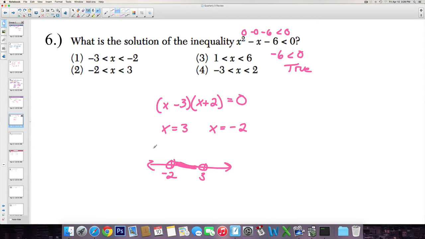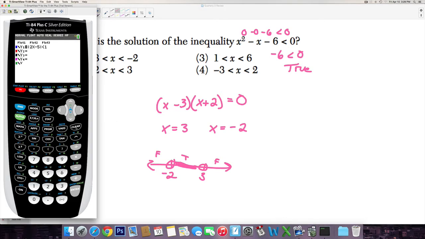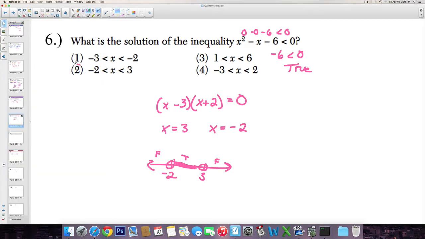So you could do the test. If you test it here, it would turn out to be false. This is true. This is false. But again, we can just use our calculator. So let's go ahead and just put this right in. So x squared minus x minus 6 is less than 0. We'll go ahead and graph. And we'll see it's shaded from negative 2 to 3. So from negative 2 to 3, that is choice 2.